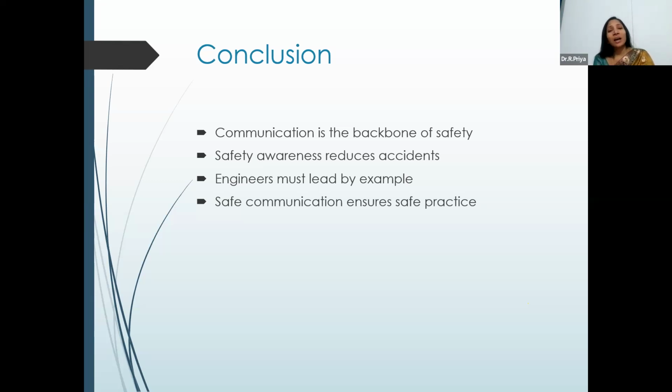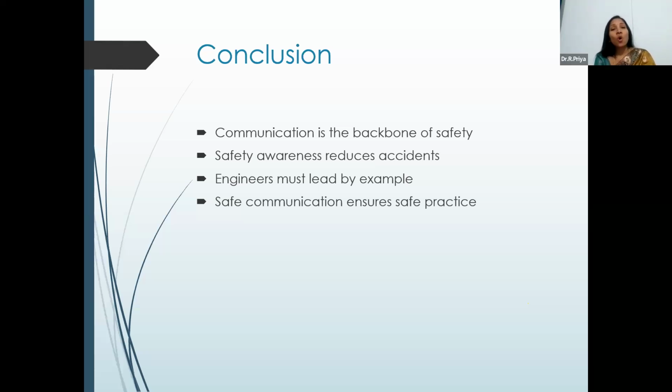Then safety awareness reduces accidents. When engineers and workers are aware of potential risks, they are more likely to take precautions and follow safe practice. So awareness is the foundation for proactive safety behavior. Example, awareness about electrical hazards and proper grounding techniques can prevent electrocution in electrical maintenance work.